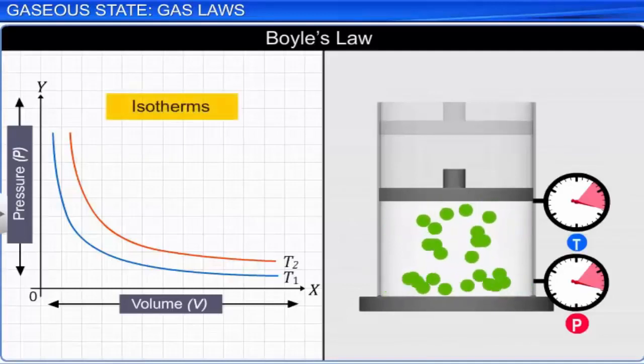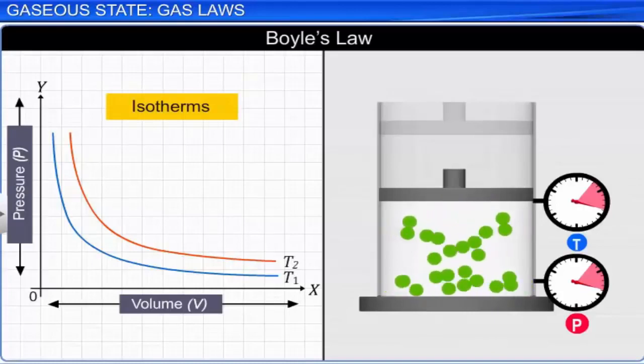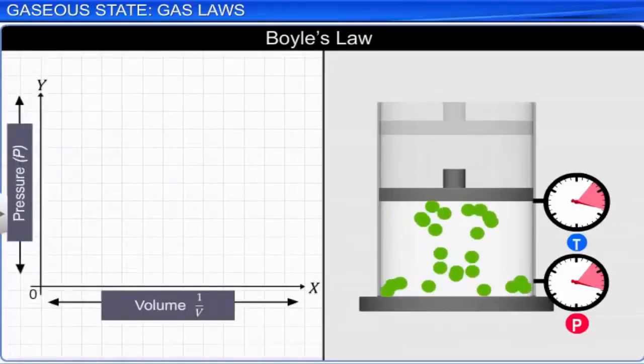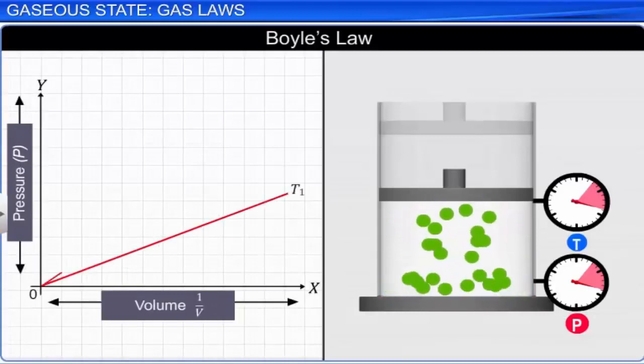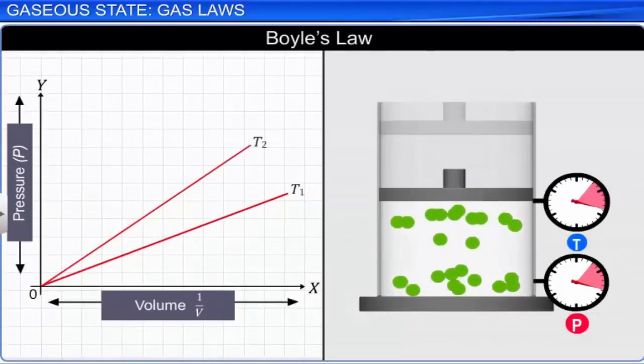Similarly, we can plot variation of pressure against 1/volume. We get a straight line for each constant temperature. These straight lines pass through the origin.